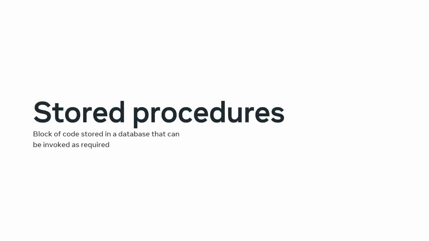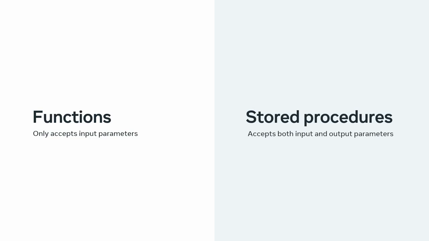A stored procedure is a block of code, or one or more pre-prepared queries that can be stored in your database. You can then invoke or call the stored procedure as required. As you might already know, this is similar to how a function works, but don't forget the key difference between the two concepts. Functions can only have input parameters, but a stored procedure can have both input and output parameters.